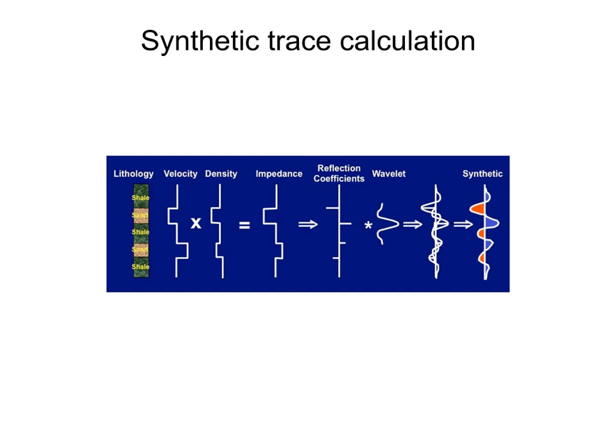Then from the contrasts in acoustic impedance, we can derive the reflection coefficients. Finally, we can convolve the reflection coefficients with a wavelet to produce the seismic trace. The wavelet is derived from the seismic data, and it must have a frequency response and bandwidth similar to that of the nearby seismic data.